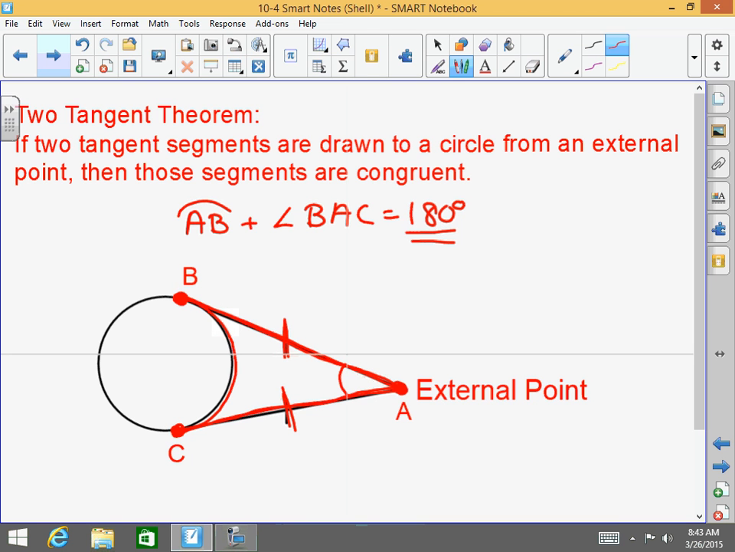And just for giggles, arc CB, why did I put AB? Because I'm not paying attention. Arc CB plus angle BAC will always equal 180 degrees. I promise.